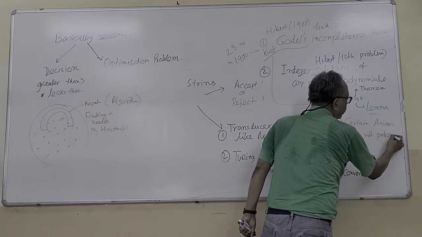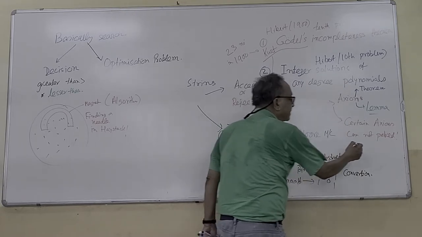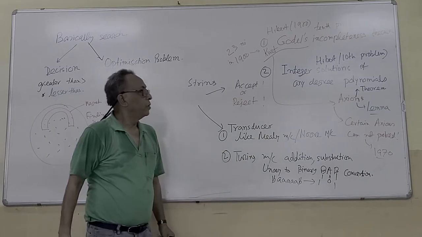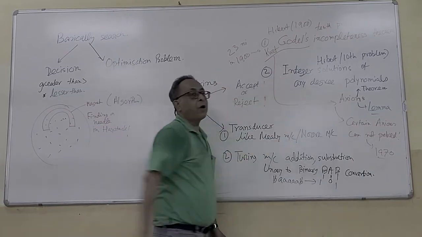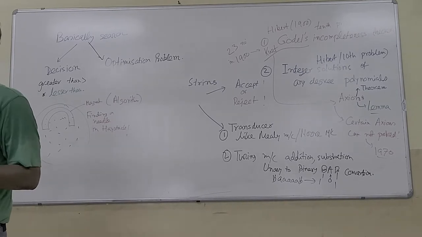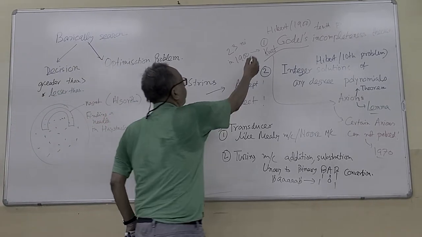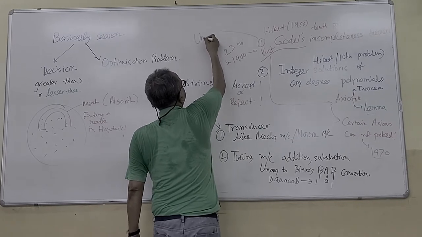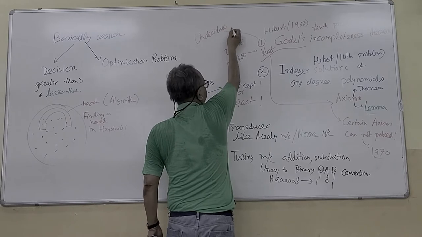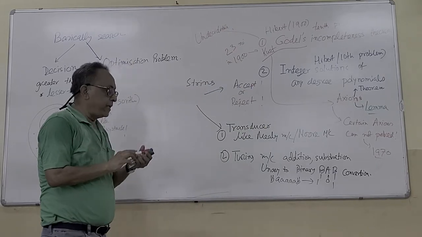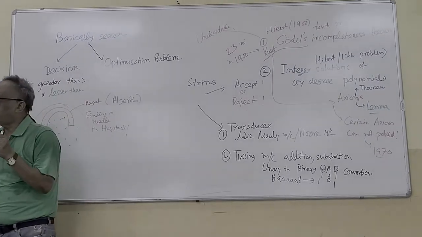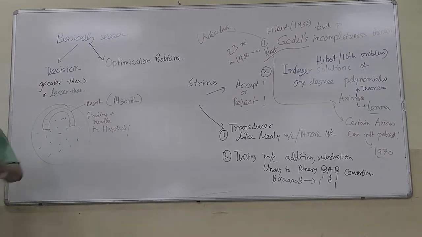Cannot be proved. And in 1970, it was theoretically proven by a Russian scientist. So what I am saying is, Gödel's incompleteness theorem, what kind of problem is this? It is another undecidable problem, solved by Gödel. We already know what the undecidable problems are. Gödel's incompleteness theorem means there are certain theorems which cannot be proved, while others can be proved.